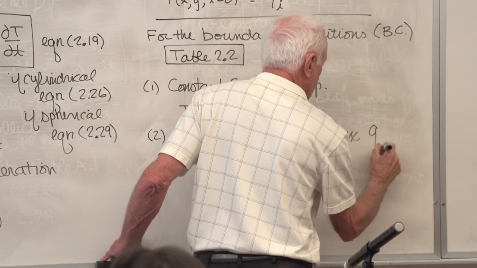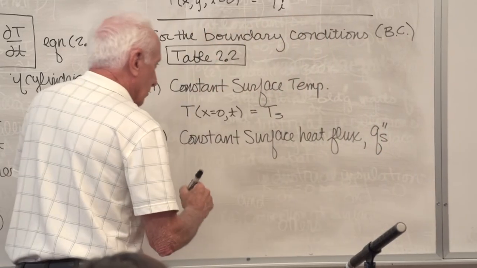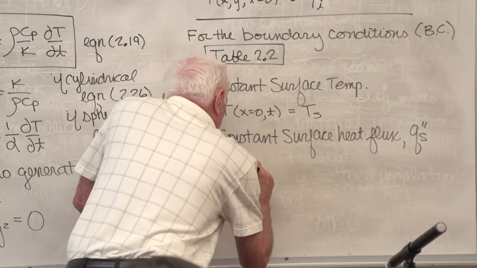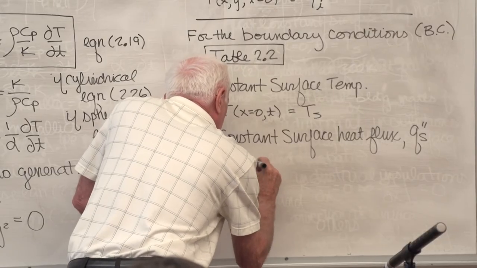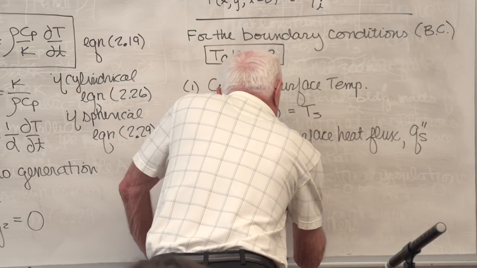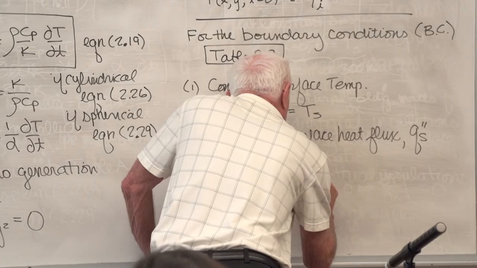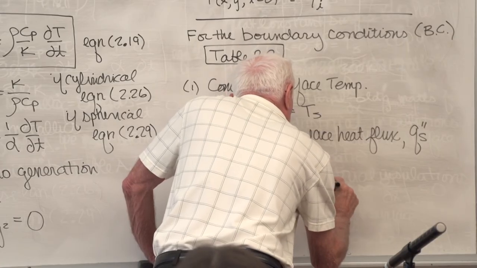That's QS double prime. So it's constant. QS double prime is equal to minus K dT dx at X equals 0.